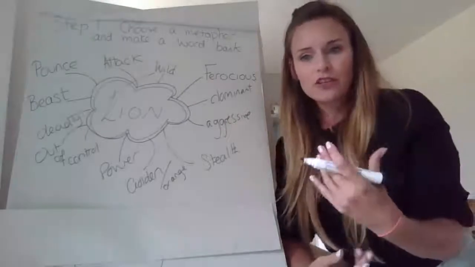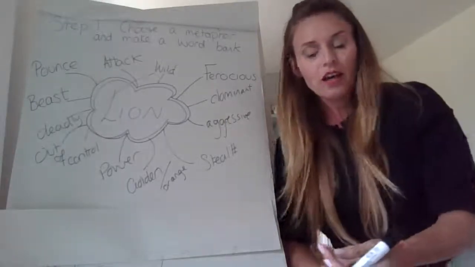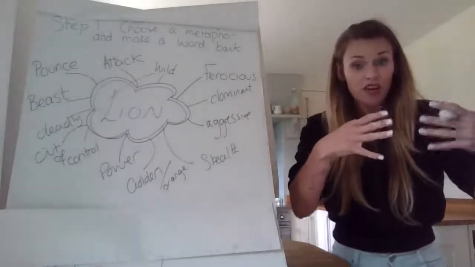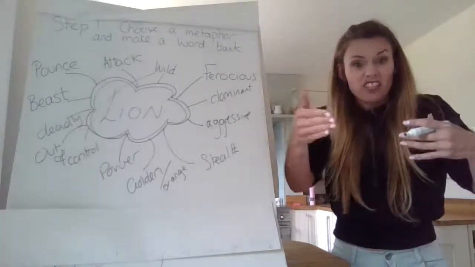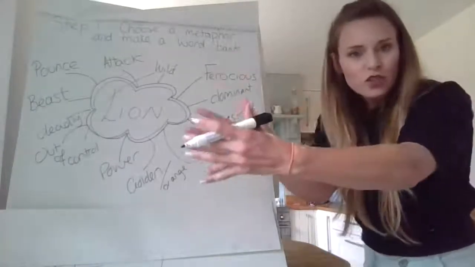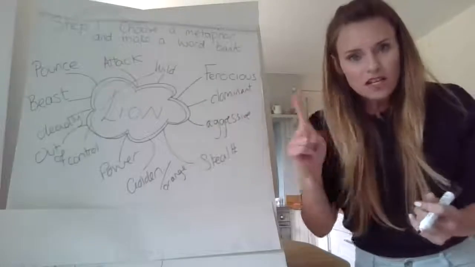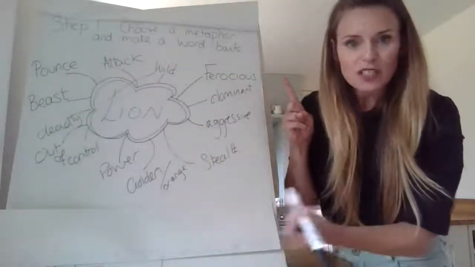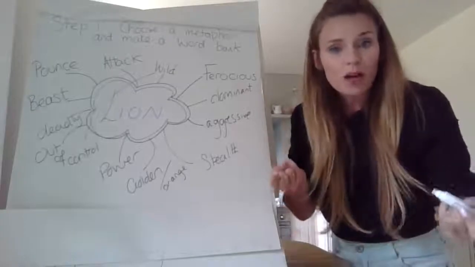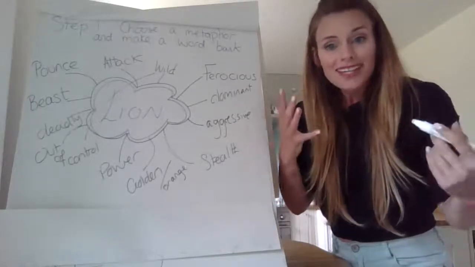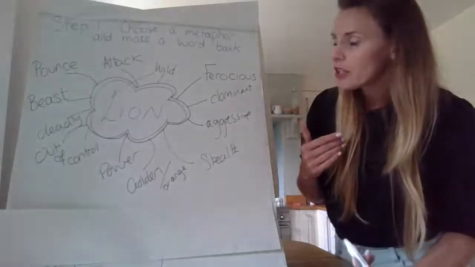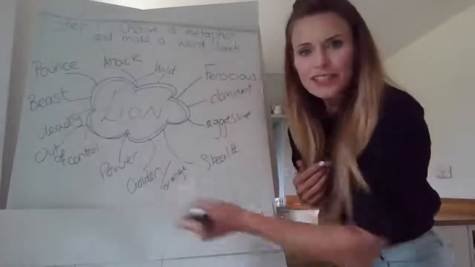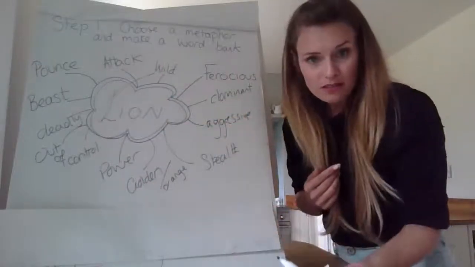So this is how you start your metaphor. You have to think, right, I'm going to describe a fire as a lion, and it's attacking and destroying the forest. So my first step is, these are my words that I would use in my metaphor to describe the fire. The second step is to then go, right, these words now need to go into a sentence.